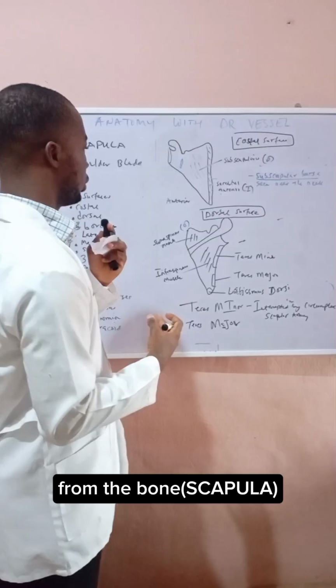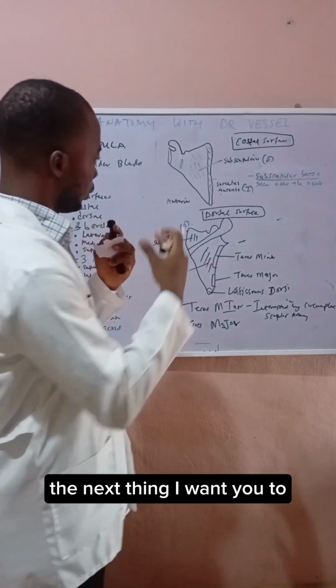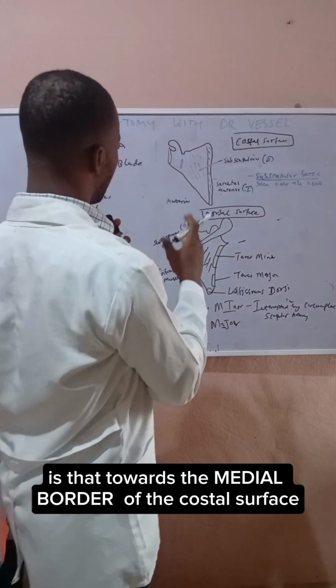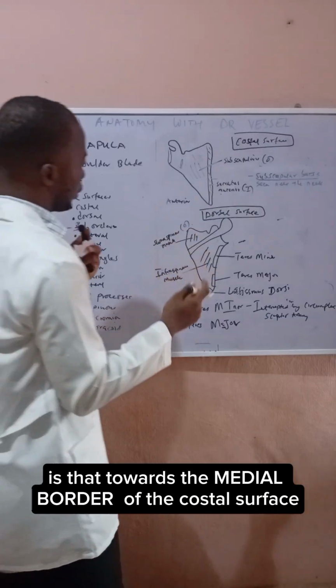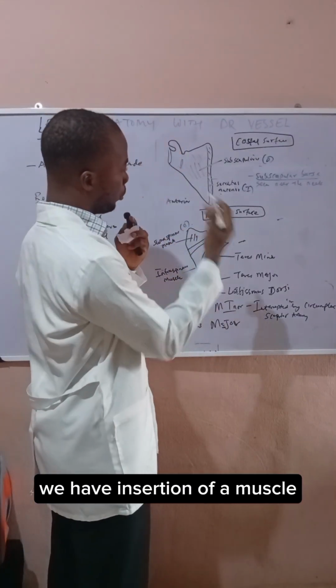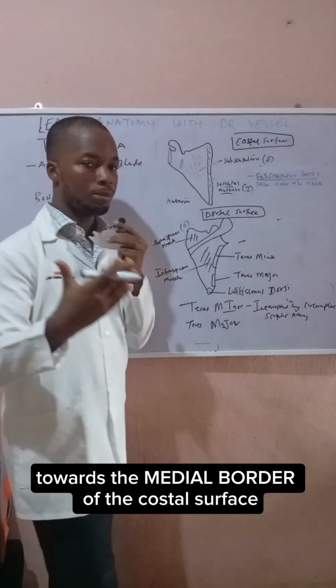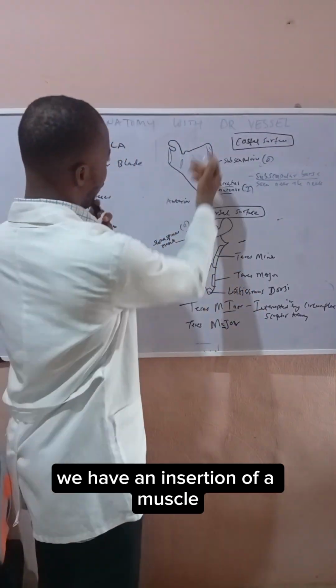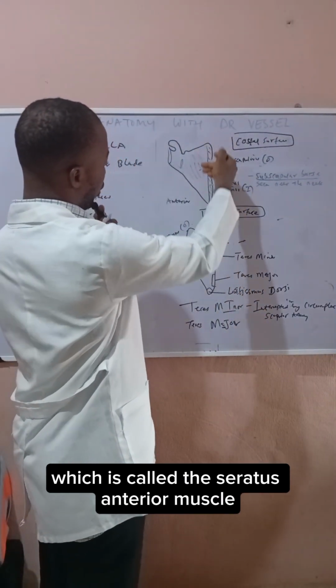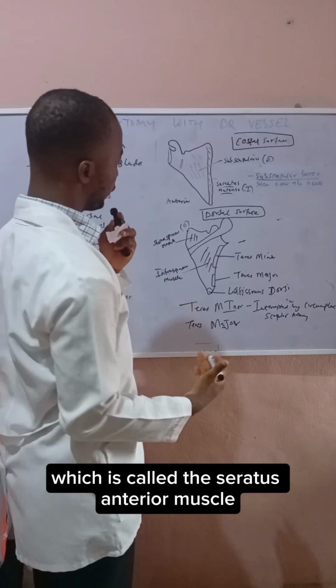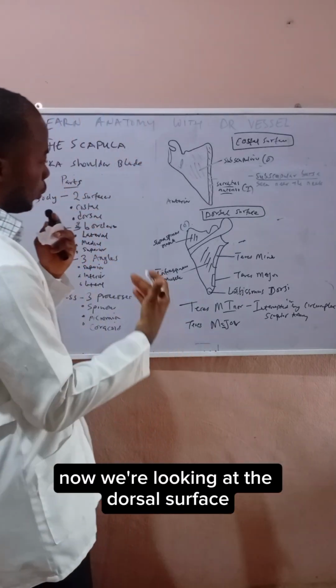The next thing I want you to note about the costal surface is that towards the midline of the costal surface, we have an insertion of a muscle which is called the serratus anterior muscle. Now we're looking at the dorsal surface.